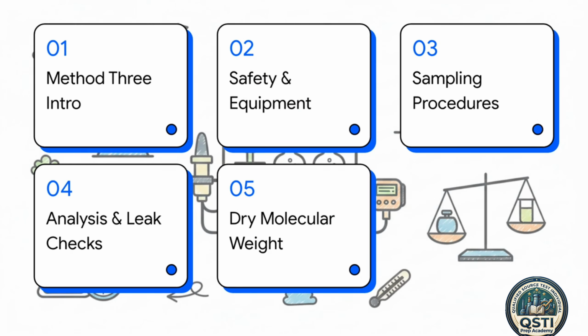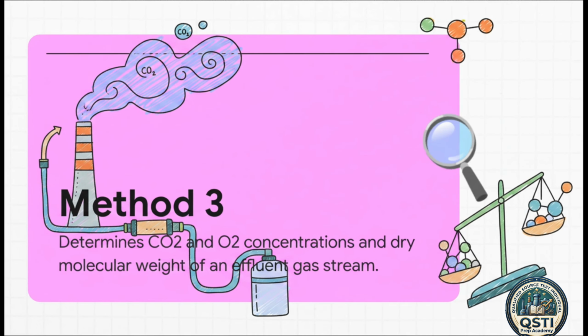Here's our roadmap for this explainer. 1. Welcome to Method 3. 2. Safety and equipment setup. 3. Field sampling procedures. 4. Analysis and leak checks. And 5. Calculating dry molecular weight. So first things first, what's our actual objective?